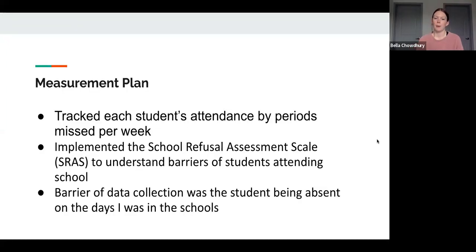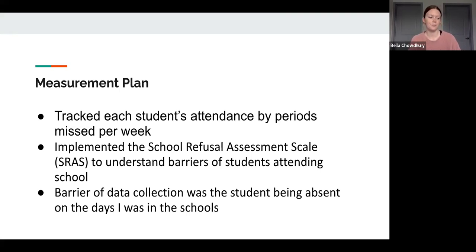And then for my measurement plan, I tracked two different things. First, I tracked students' attendance over an 8-week period, and I calculated their attendance by periods missed versus days missed. I chose to do this because I had noticed that students were missing not full days, but they were either leaving school or skipping classes. And I wanted to make sure that I included that in the school that was missed, because that is still some sort of avoidance or refusal for going to those classes.